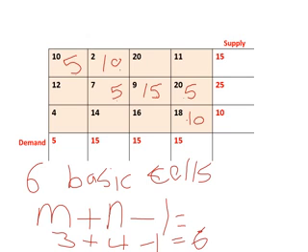So our solution is true because we have only 6 basic cells for this problem, because the number of rows, which is m, plus the number of columns, which is n, minus 1 should equal the number of basic cells. Why are they basic? Because they have values inside each cell. So we call these cells basic cells.